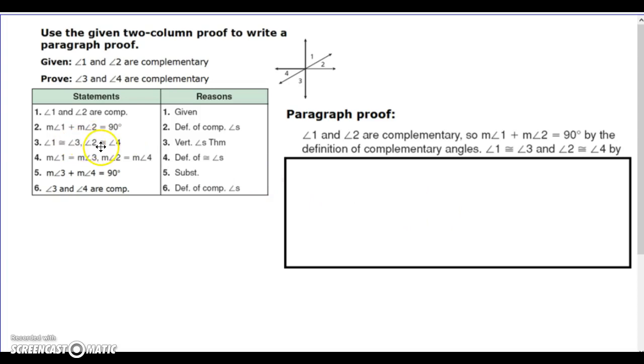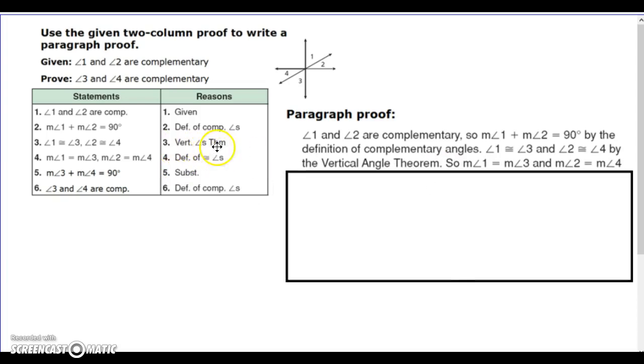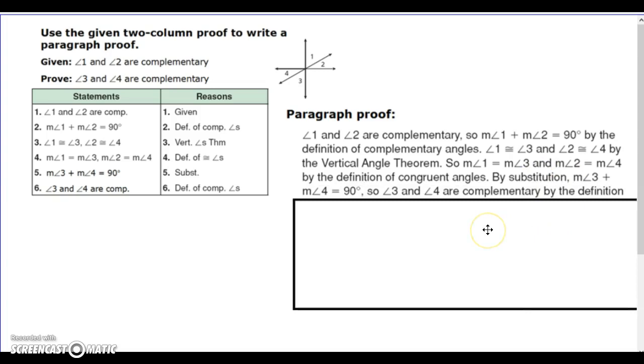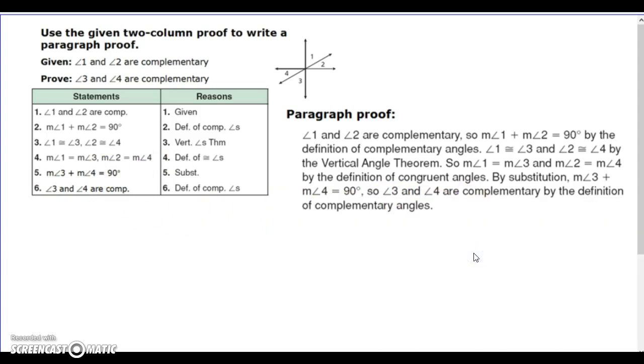Angle 1 is complementary to angle 3, angle 2 to angle 4 by the vertical angles theorem. So we're just walking down left to right. Measure of angle 1 is congruent to the measure of angle 3, measure of angle 2 is congruent to the measure of angle 4 by definition of congruent angles. Next statement, by substitution, look at how they inverted this to be creative. They led with the reason. By substitution, the measure of angle 3 plus the measure of angle 4 is 90 degrees. So angle 3 and angle 4 are complementary by the definition of complementary angles.